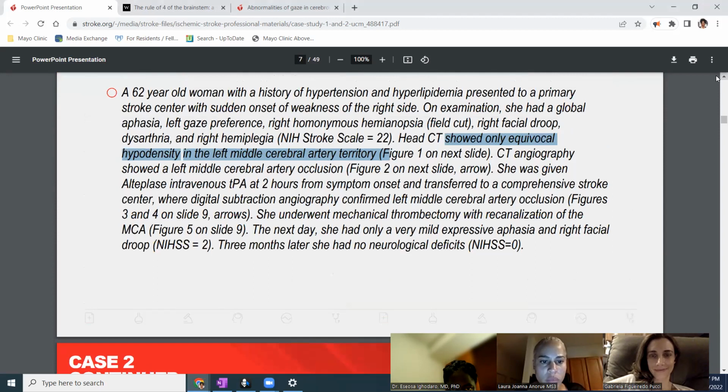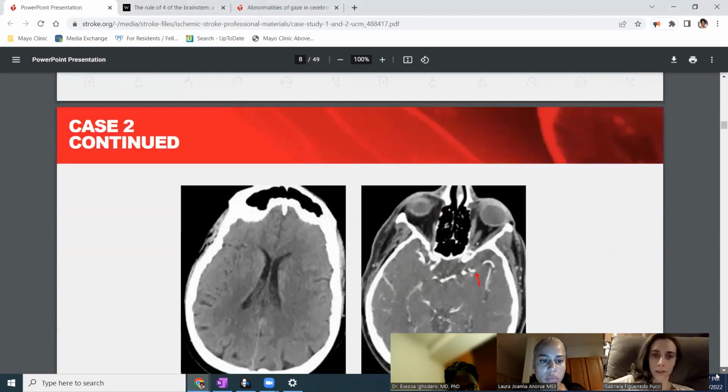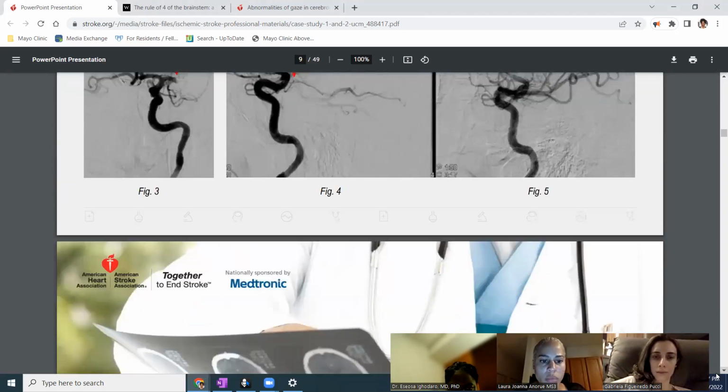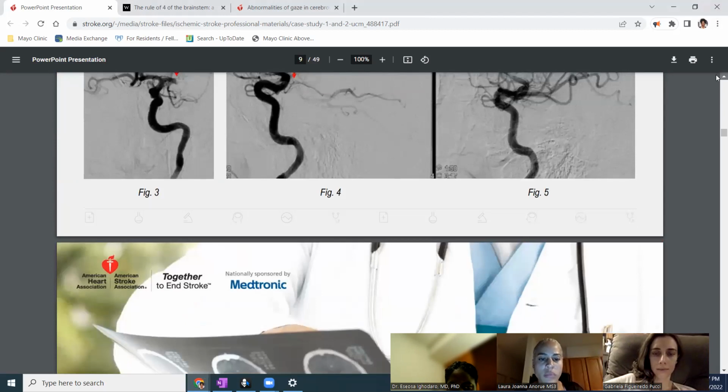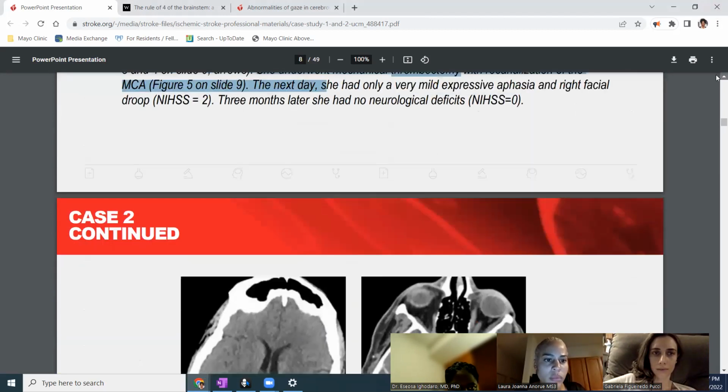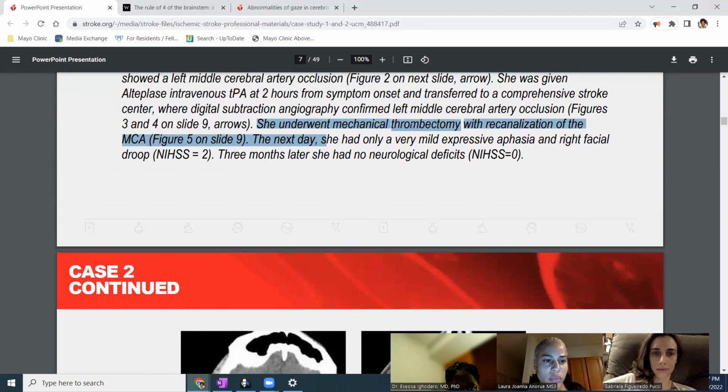So now we go back here. Given TPA, blah, blah, blah. Underwent mechanical thrombectomy with recanalization of MCA, figure 5 on slide 9. Did we see that already? Okay, we saw that. Cool. The next day, she only had very mild expressive aphasia and right facial droop. Beautiful. Awesome.